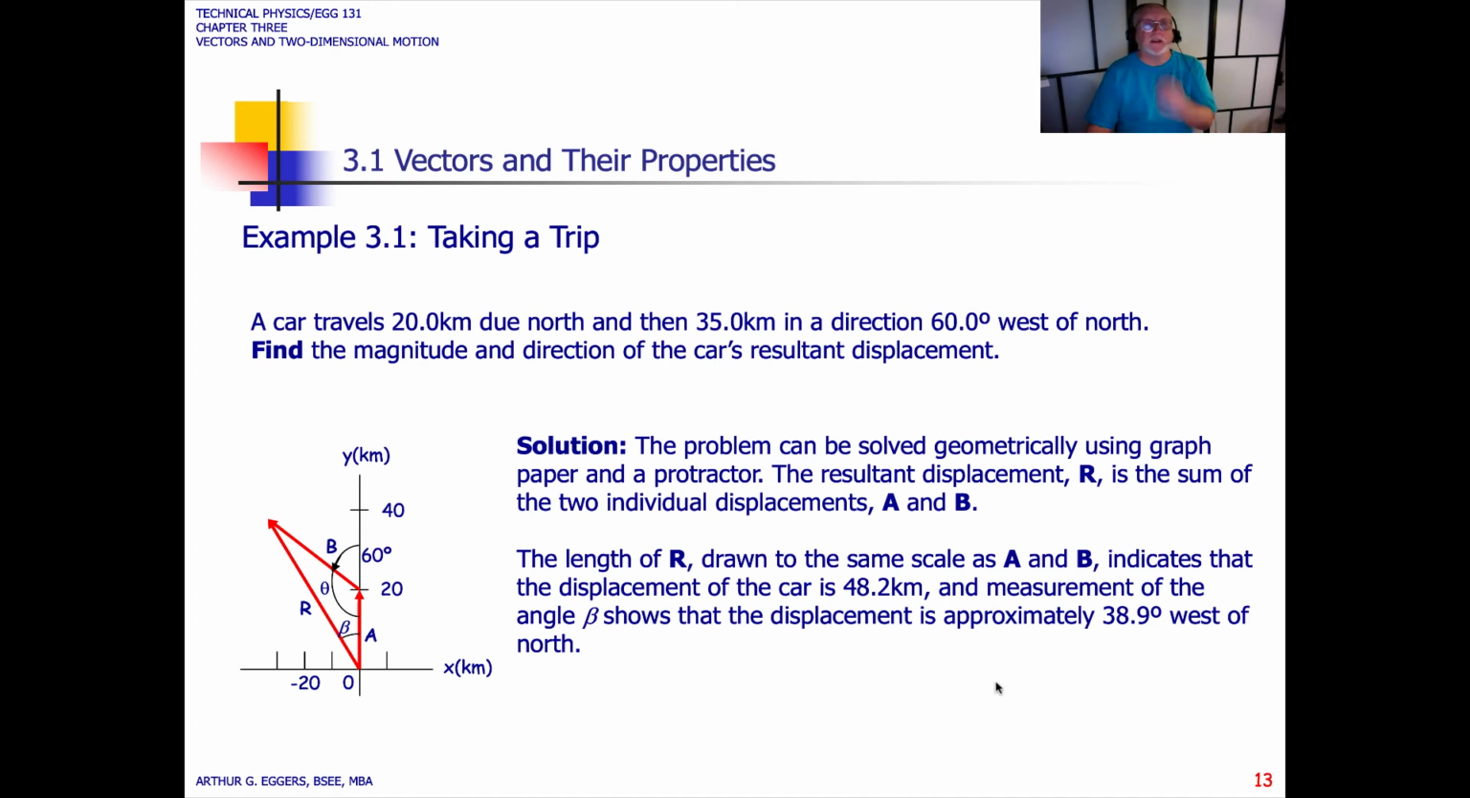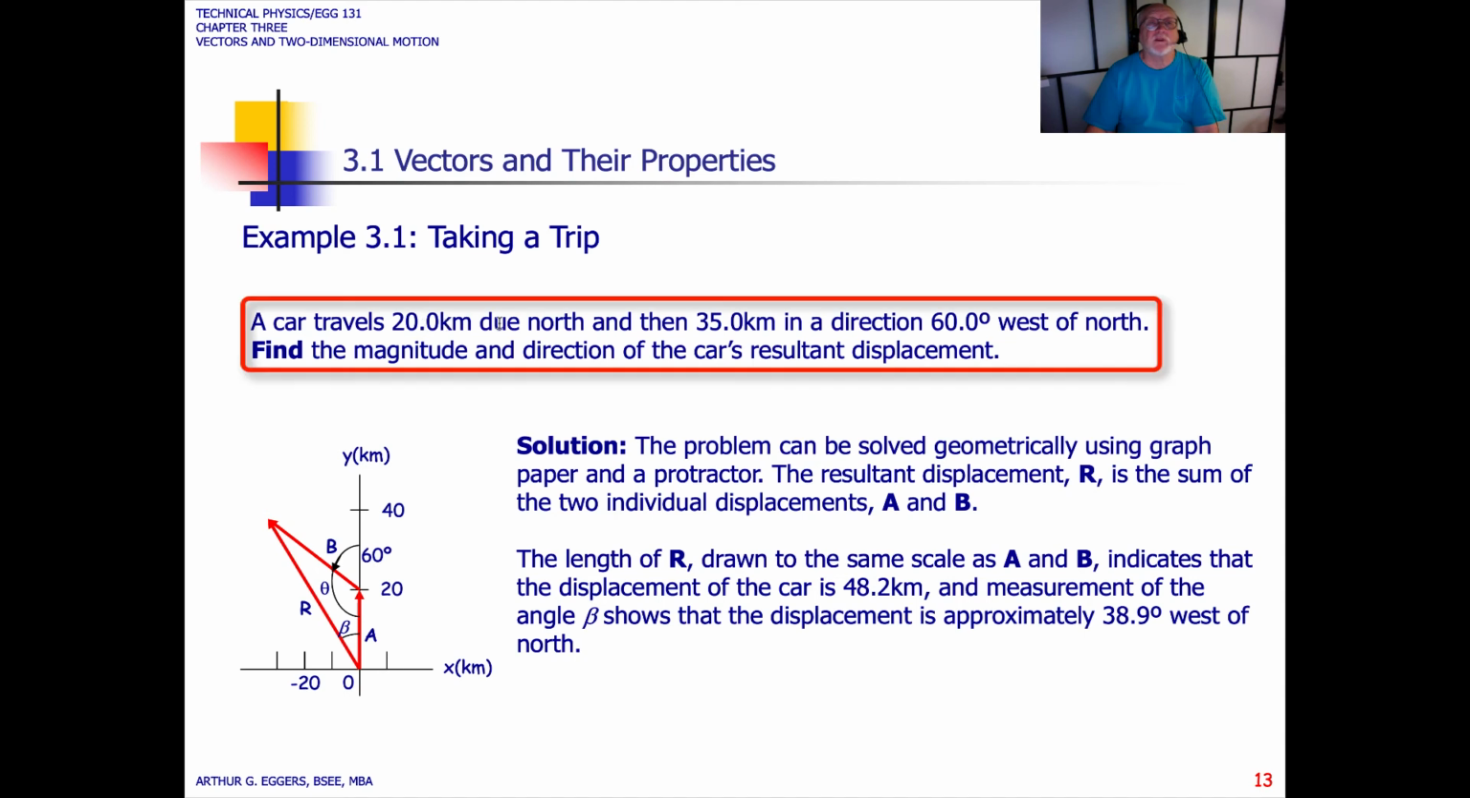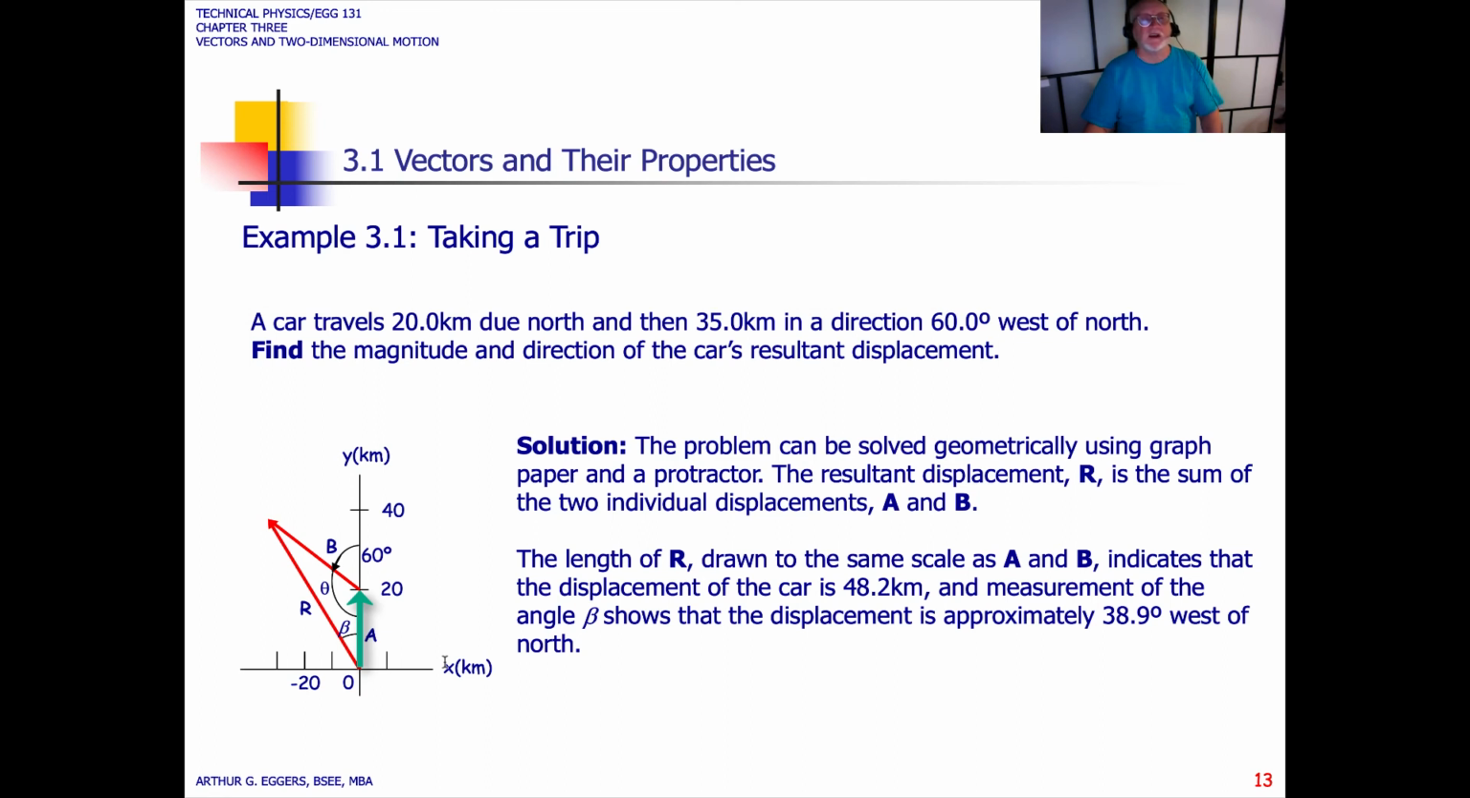So let's take a look at an example. We've got a trip here, a car trip. A car travels 20 kilometers due north and then 35 kilometers in the direction 60 degrees west of north. Find the magnitude and the direction of the car's resultant displacement. So if we draw this out as a graph, and you can do this in Excel and have some fun with it, because we can define all these vectors in Excel, and you're going to do that if you're in my lab class. Okay, so we have vector A.